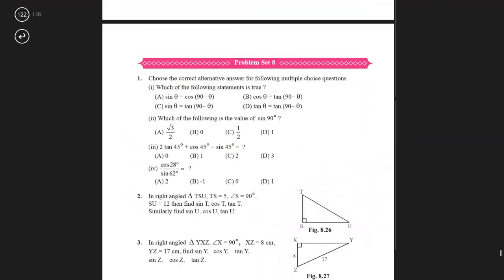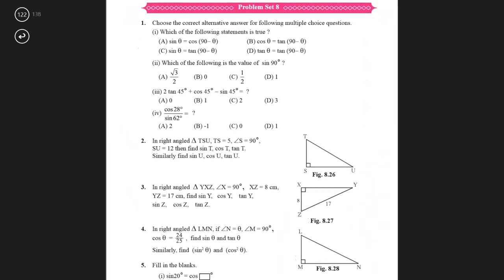Okay. Now in problem set 8, first question, choose the correct alternative answer for the following MCQs. Which of the following statement is true? Now sin theta is equal to cos 90 minus theta. When we learned complementary angles, we learned this. So option A is correct. Which of the following is a value of sin 90? Answer is 1. So option D.